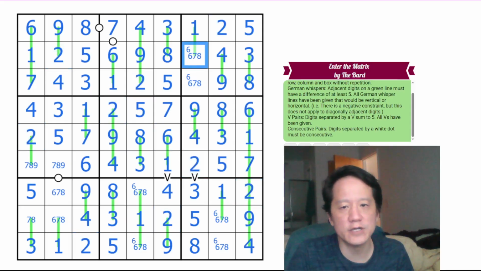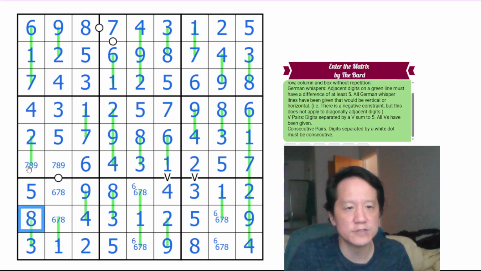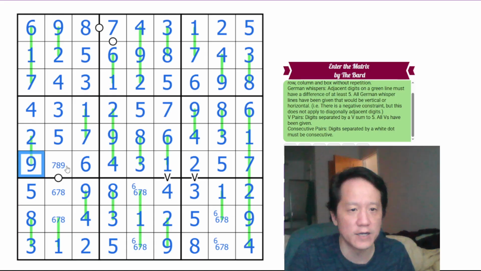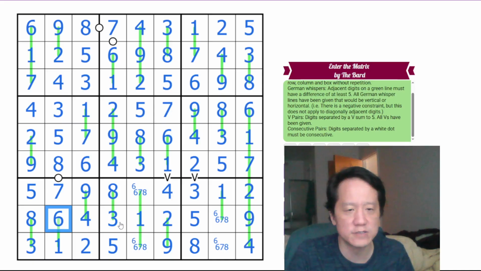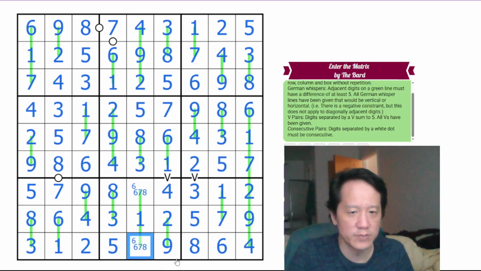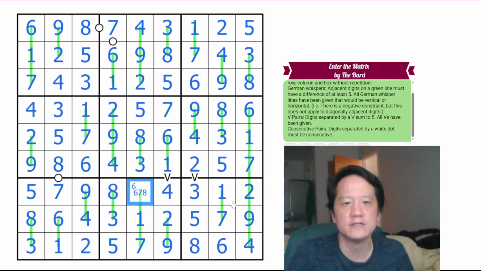This can't be 6 or 8, so this forces this to be 7. This is 6. This can't be 7, so this is 8, which forces this to be 9. This is 8, which must be consecutive with 7, which makes this a 6, which makes that 7. Therefore, this is 6. This can't be 6 or 8, so this is 7, and this is 6.